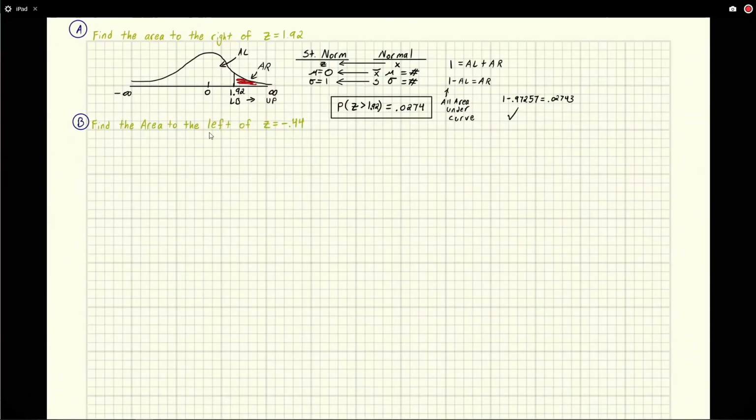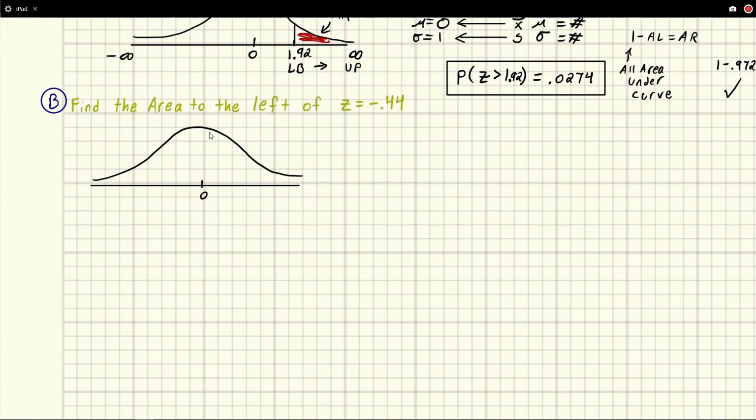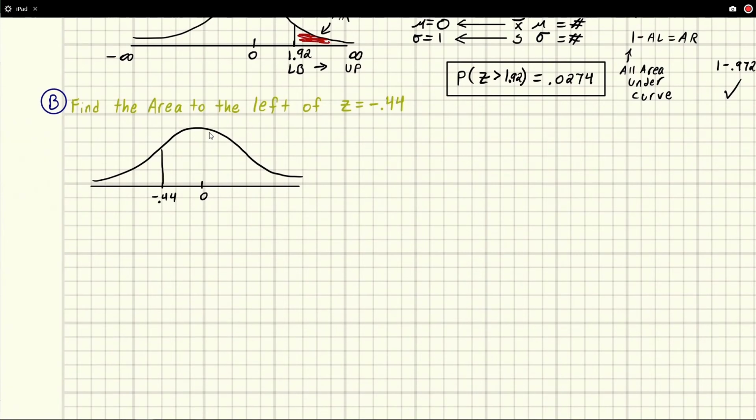Now let's go to B. Now B is a piece of cake for the chart method since it's already to the left. So now knowing all these things that we know, we can go much faster. So we could draw out our curve. We can draw our amazing curvy bell. It's a z-score, so the middle is 0. This time we want negative 0.44, so we put negative 0.44. We want the area to the left, which is this area.